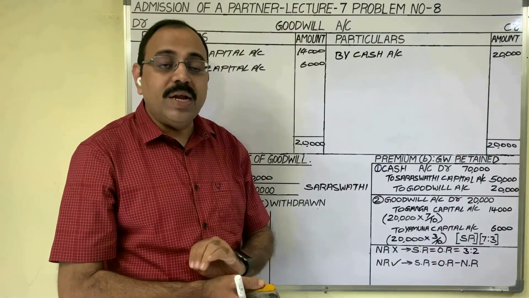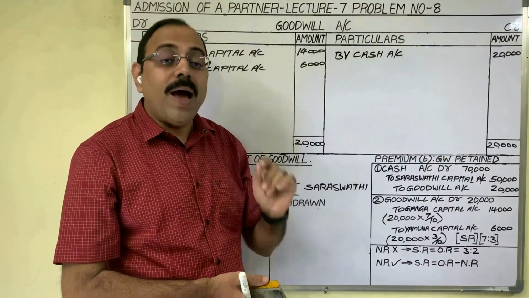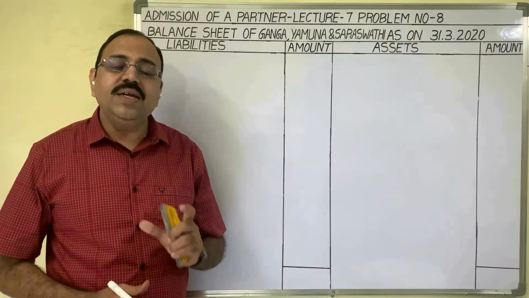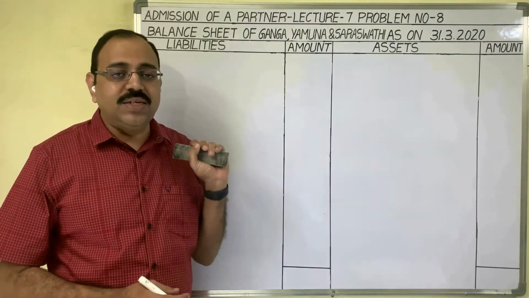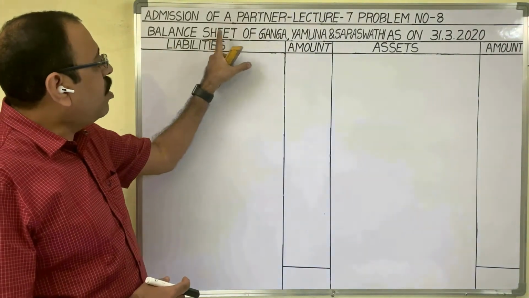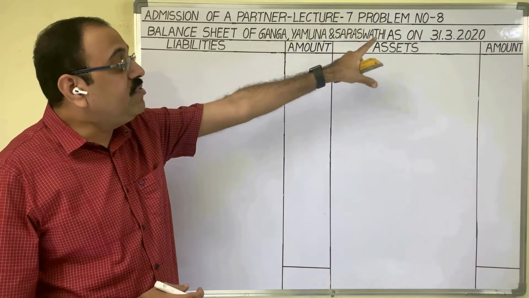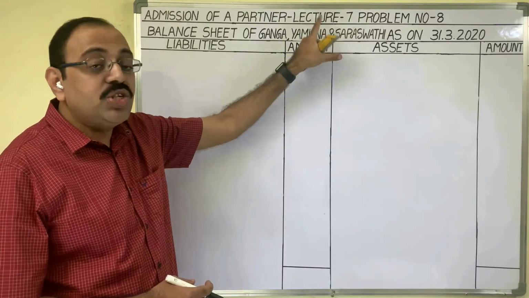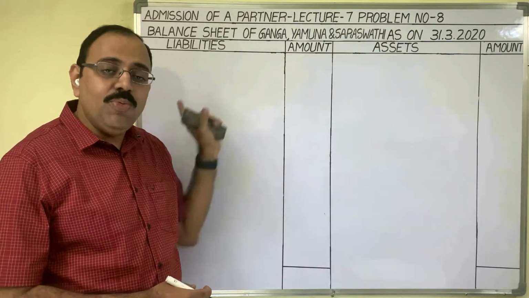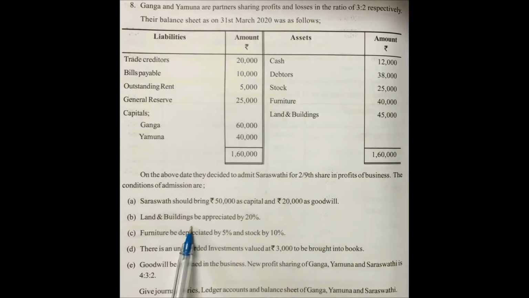Finally, we have to prepare the balance sheet of all the three partners. The new balance sheet we have to prepare. The ledger is completed. Next, we have to prepare the new balance sheet. Balance sheet of Ganga, Yamuna and Saraswati as on 31st March 2020. As a new partner, her name also we are adding. This is the new balance sheet. Based on this old balance sheet and the additional information, we have to prepare the new balance sheet.